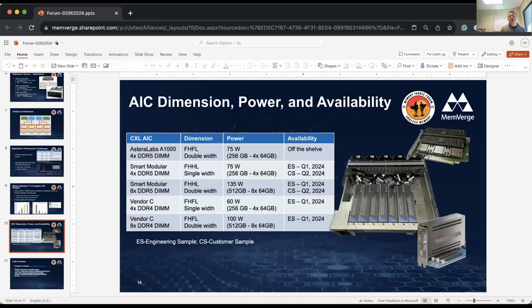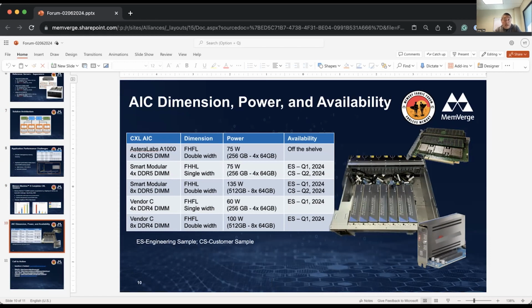The next slide is some of... I think Michael said it really well: it takes a village, right? So we've been working with our partners to build out these systems, so we can get them in the hands of the end users. This is a selected sample of the add-in card partners that we are working with.